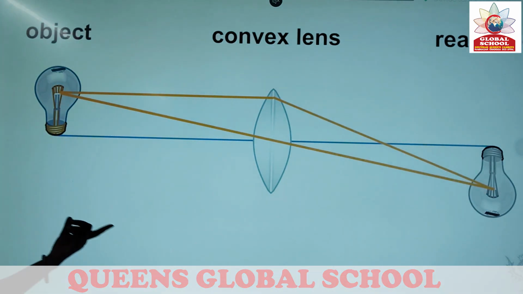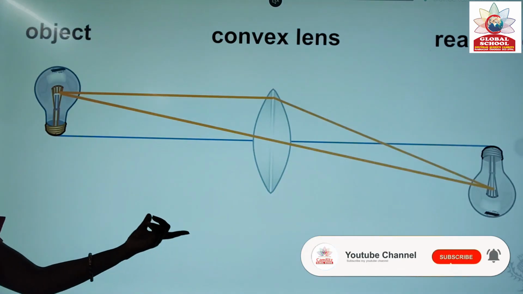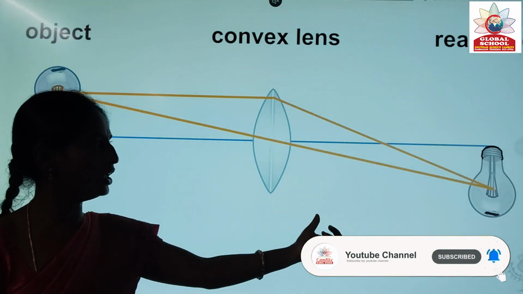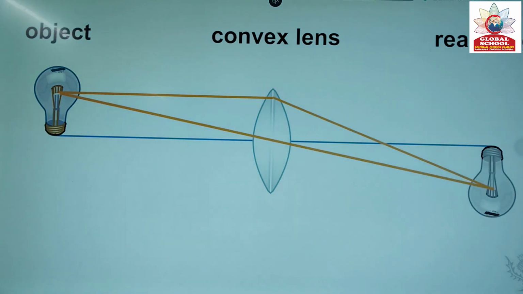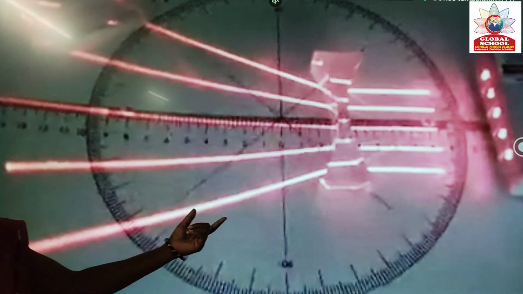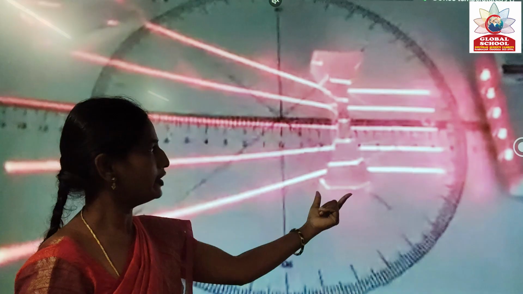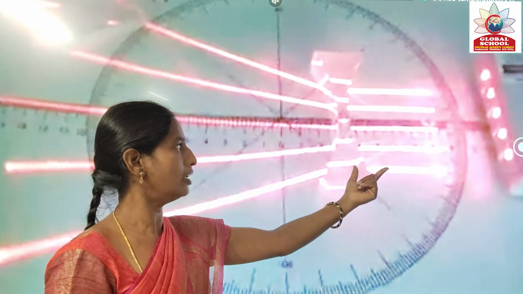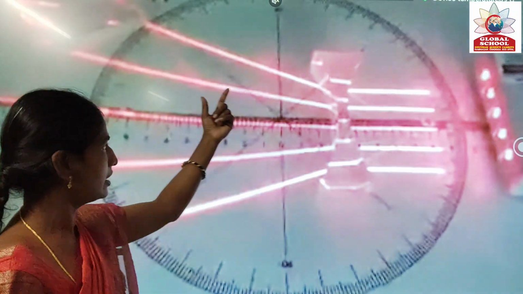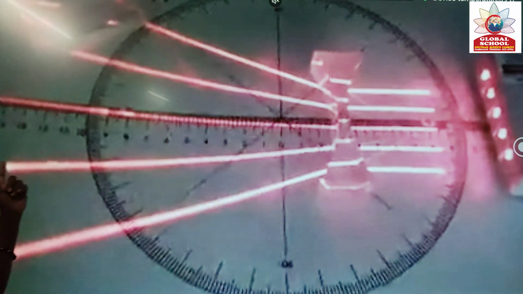In this case, are you seeing the inverted image? Yes, you are seeing the inverted image, and this is captured on a screen, so it is called a real image. Here it is a biconcave lens. On this biconcave lens, we are sending parallel light, and these light rays get refracted. They will not converge at a point.